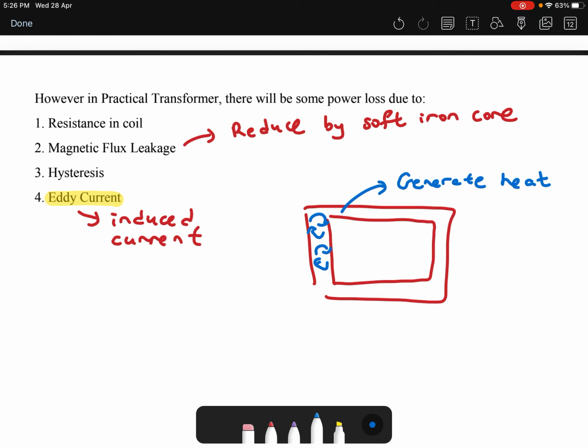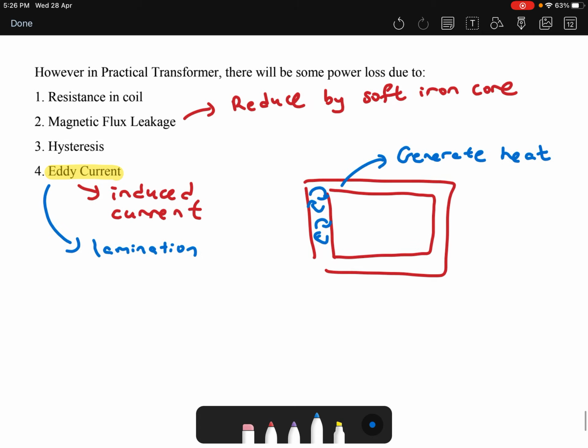So how do they reduce this eddy current? By lamination. Lamination is like putting different sheets of soft iron stacked together. This will limit the flow of eddy current within the transformer. So that's why they laminate the soft iron core. This is the final thing that I want to talk about for the transformer.